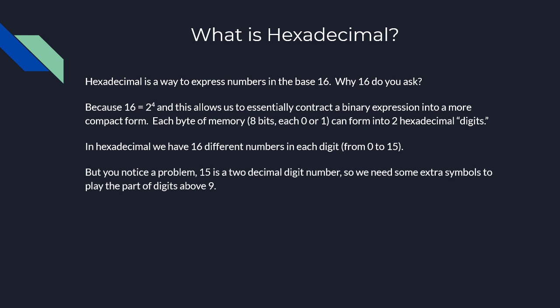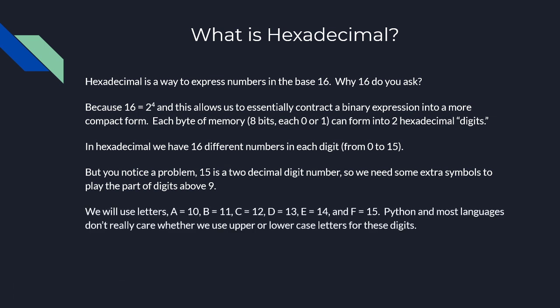But traditionally, we don't like to represent things with 2 digits when we're doing hex. For instance, this 15 is no good, because 15 in hex is something different than 15 in decimal. So unfortunately, we cannot just write 1 5 anymore. We need 6 extra symbols to play the parts of digits above 9. And so this is what we do. We use the letters: A is equal to 10, B is equal to 11, C is equal to 12, D is equal to 13, E is equal to 14, and F is equal to 15.